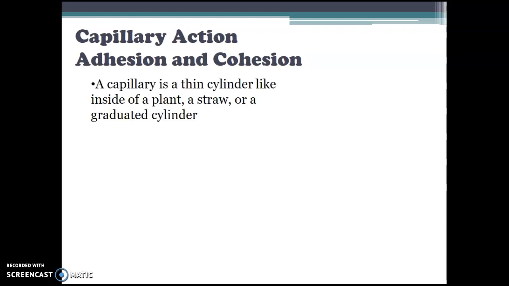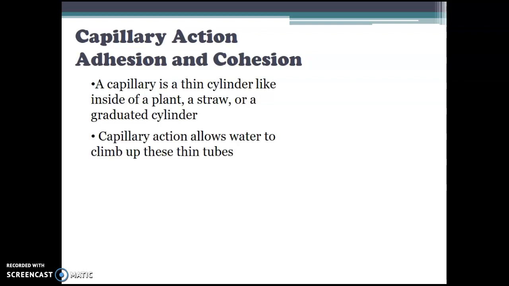The properties of adhesion and cohesion that we just discussed lead to capillary action. Now remember, a capillary is a thin tube or cylinder, like the inside of a plant, maybe a straw, or a graduated cylinder. We mention capillary tubes in our bodies as very thin blood vessels between veins and arteries. Capillary action is when water travels up or climbs up these very thin tubes.